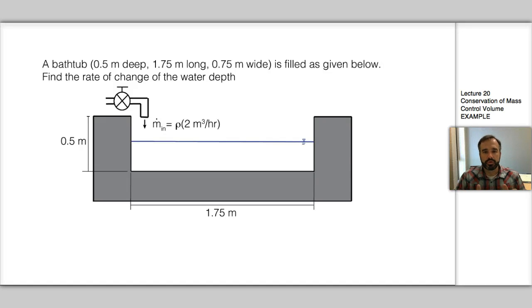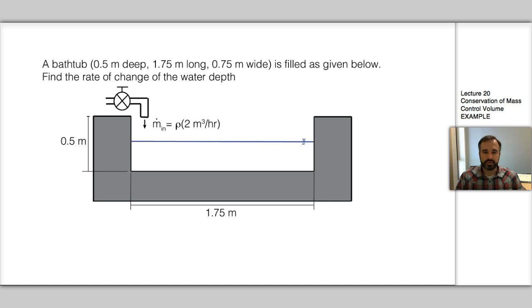In this example, we're going to use conservation of mass with our control volume tool that we discussed in the previous video to solve a fluid mechanics problem. We're given a bathtub that's 1/2 meter deep, 1.75 meters long, and 3/4 of a meter wide into and out of the board. It's being filled through a faucet with an open valve at a mass flow rate of rho, the water density, times 2 meters cubed per hour, the volumetric flow rate. And we're asked to find the rate of change of water depth in the bathtub.